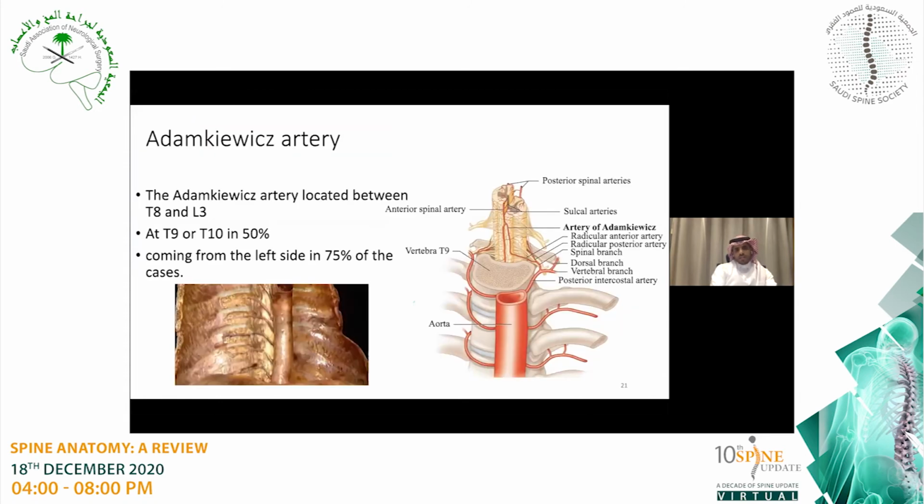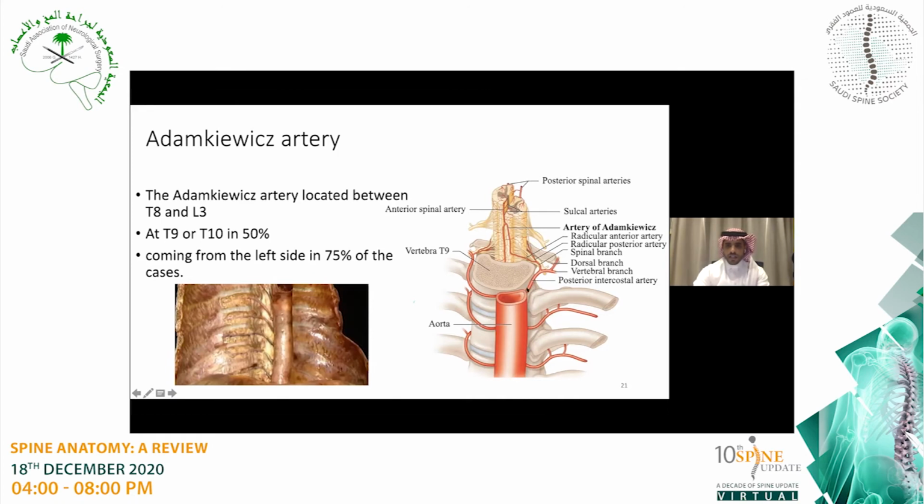And then we have the artery of Adamkiewicz. Dr. Yahya also talked about the blood supply to the spinal cord. The artery of Adamkiewicz is normally located between T8 and L3. At T9 and T10 it is found in about 50%, and it's mostly on the left side in 75% of cases. The importance of the artery of Adamkiewicz is when we do anterior exposure to the spine, either for instrumentation, reconstruction, or tumor removal. It could be mistaken for an intercostal nerve.